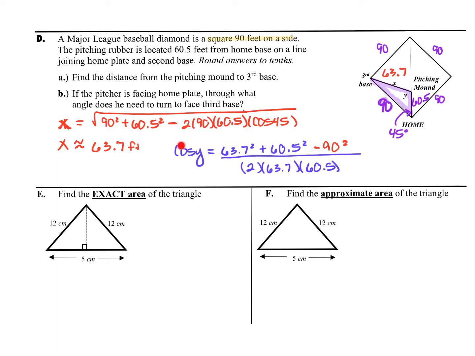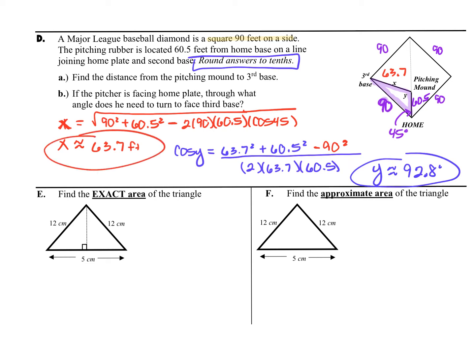And then you're going to do your inverse cosine to get the measure of your angle. y is actually going to be approximately 92.8. Now, I'm taking this one to tenths because this problem actually told us to take it to tenths. So we've now found both of our answers that we wanted to find.